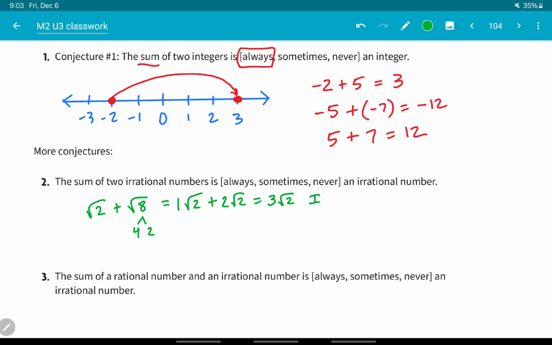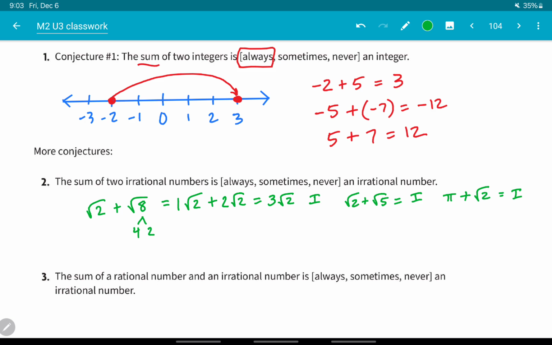Another one could be something like square root of 2 plus the square root of 5. That can't even be simplified. So that's just the square root of 2 plus the square root of 5. So that's an irrational number. Pi is irrational. If I add a square root of something to pi, that's going to be irrational.